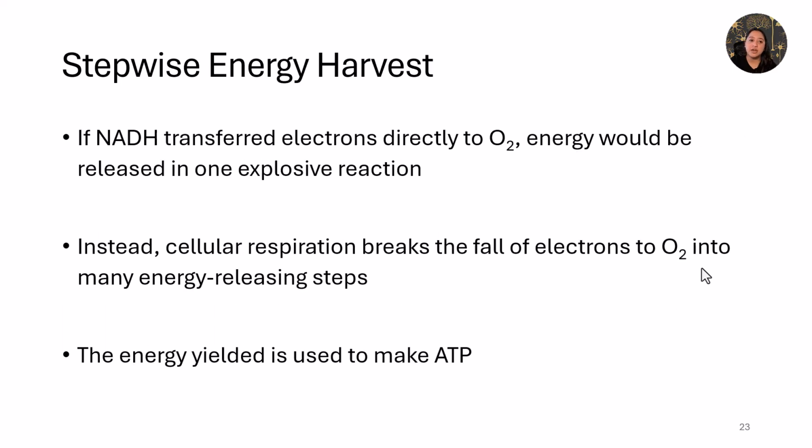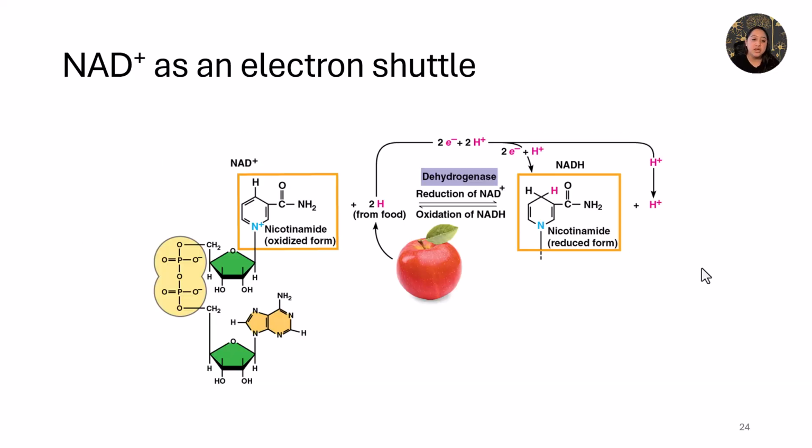And again, that's all for a reason. If NADH transferred electrons directly to the oxygen, energy would be released in one explosive reaction. And so instead, cellular respiration breaks the fall of electrons to the oxygen into a bunch of different little energy releasing steps. And then that energy yielded makes us ATP.